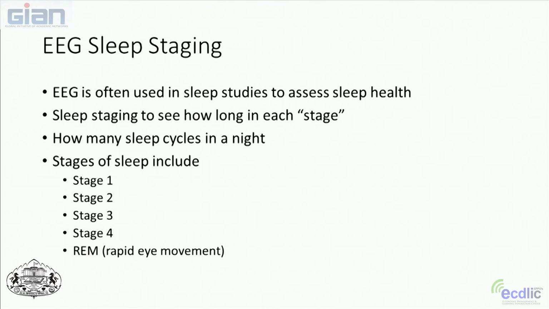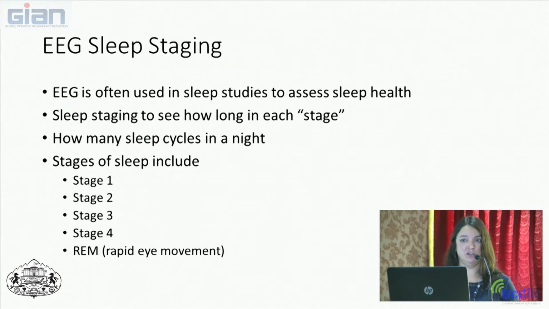And as I mentioned before, we do EEG and sleep staging. Different ways that you would assess sleep health using this would be to see how long a person stays in each stage of sleep, and how many cycles of sleep a person goes through in a night. The stages of sleep, again, are 1, 2, 3, 4, and REM, depending on what kind of EEG activity they see. Basically you cycle through stage 1, stage 2, you go into a deep sleep, and then you go back into REM sleep.